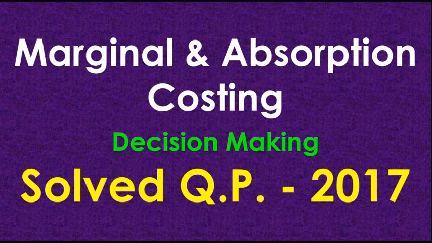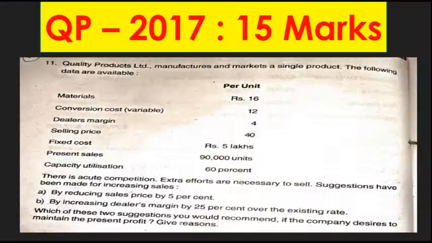Okay, now discuss the marginal cost. Materials per unit how much rupees? 16 rupees. And conversion cost how much rupees? 12. And dealer's margin means commission. The dealer gets the commission per unit. What is the commission? Dealer margin rupees 4 per unit.